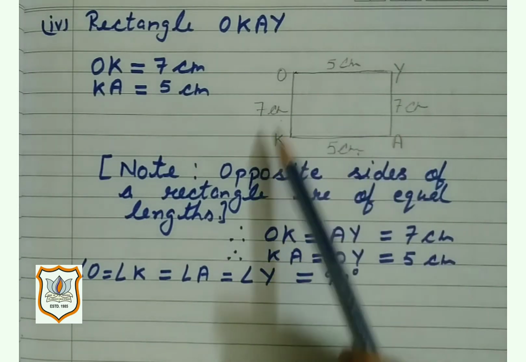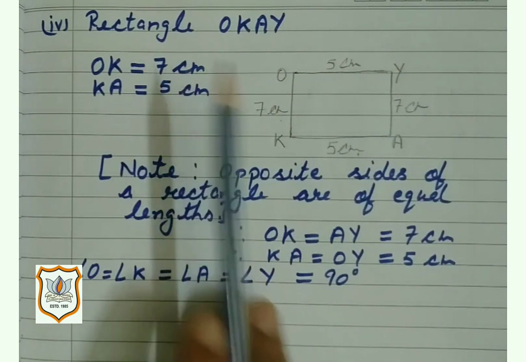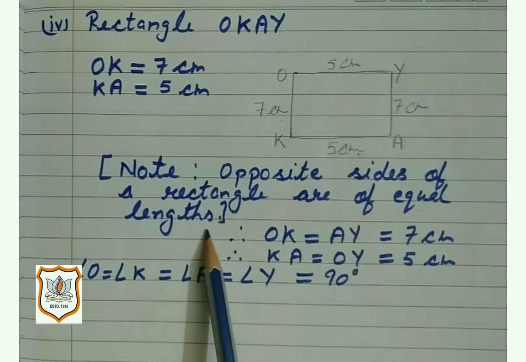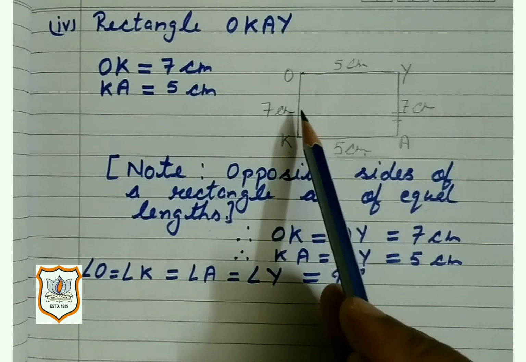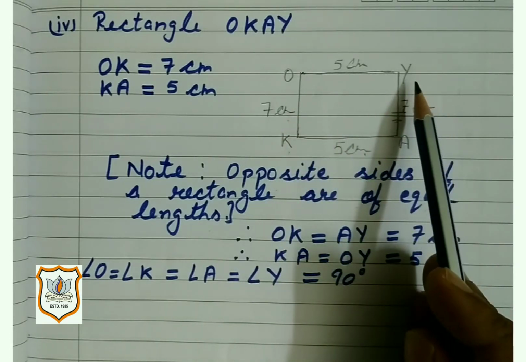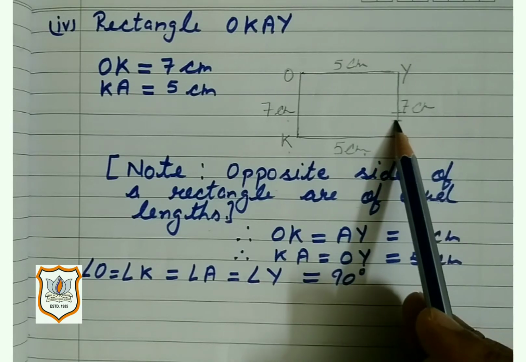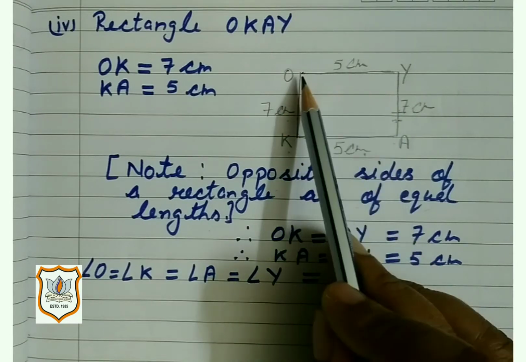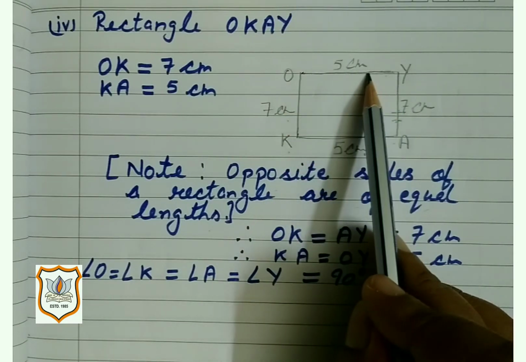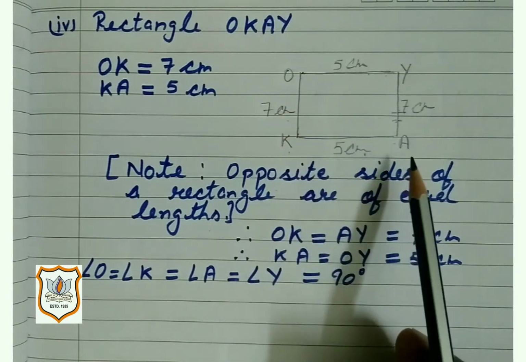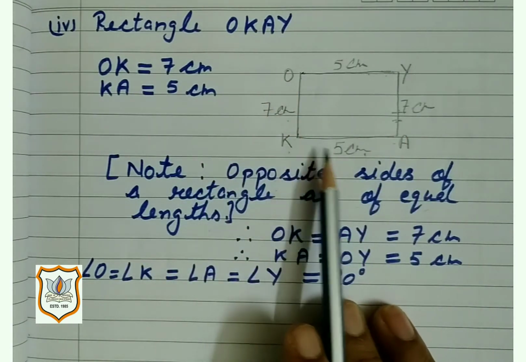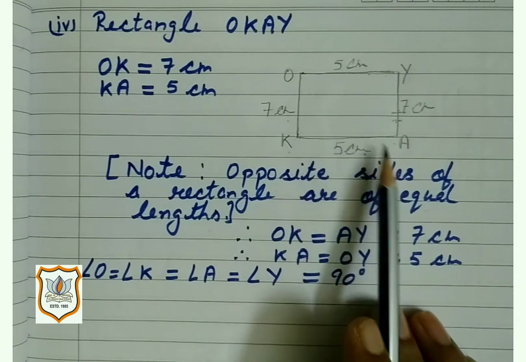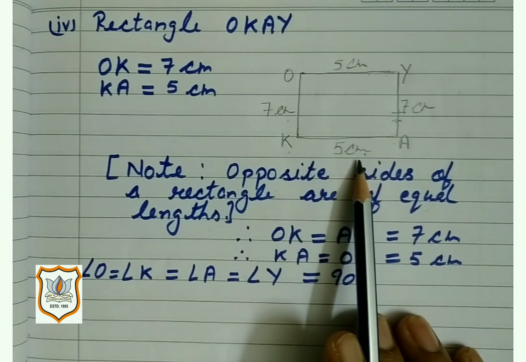Students, OKAY is a rectangle. As you know, opposite sides of a rectangle are of equal length. OK is opposite to AY. So AY becomes 7 centimeters. Same, KA is opposite to OY. So OY becomes 5 centimeters. Clear, students? This is the rough sketch of rectangle OKAY, and you can see here OK and AY are 7 centimeters and KA and OY are 5 centimeters.